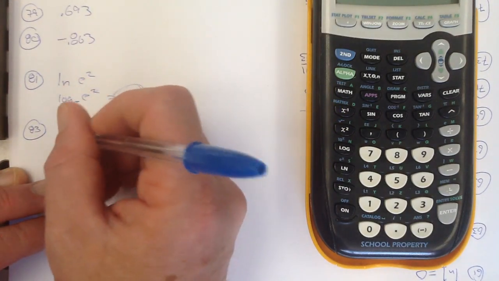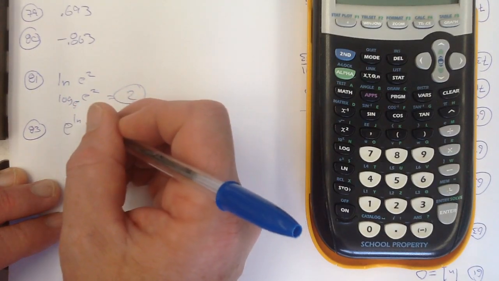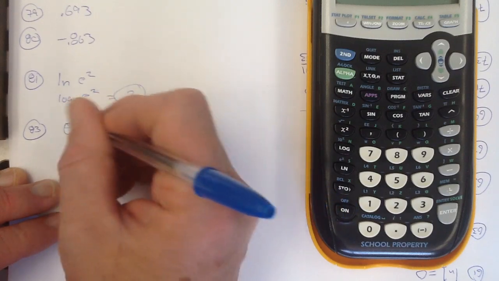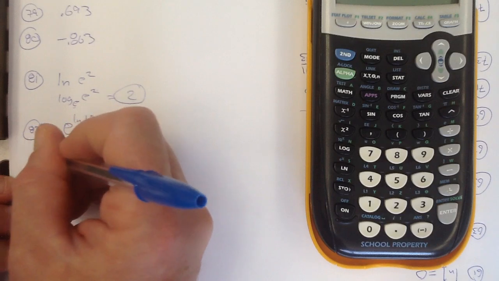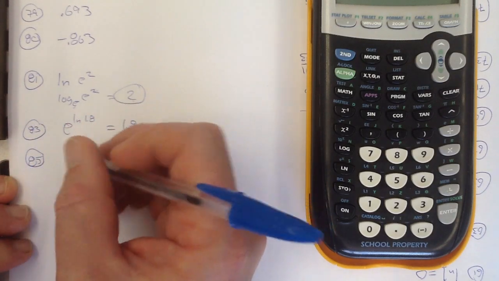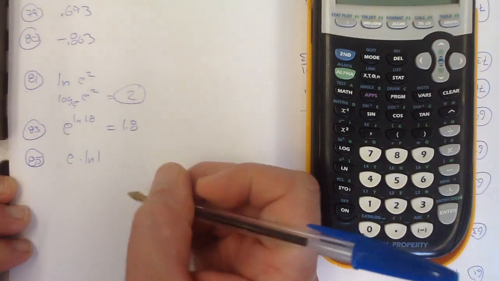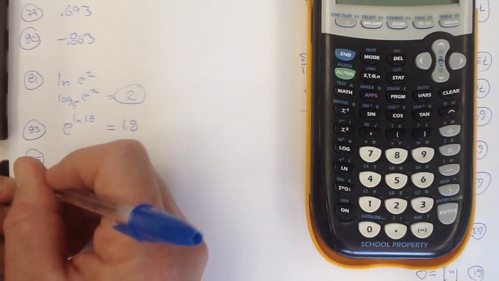83. E to the natural log, since e and natural log are inverses of each other, they just undo each other, right? E to the natural log of 1.8 is 1.8. 85, e times the natural log of 1. Well, the natural log of 1 is 0, so e times 0 is 0.